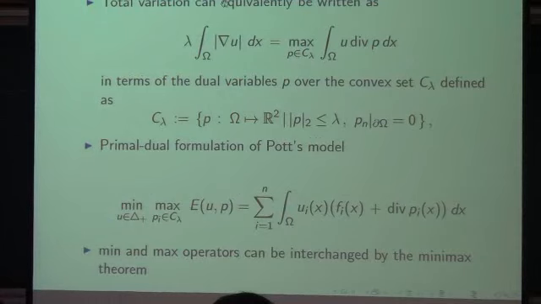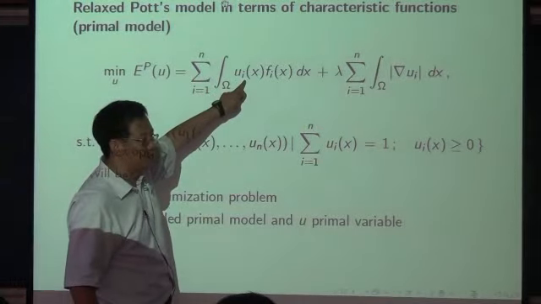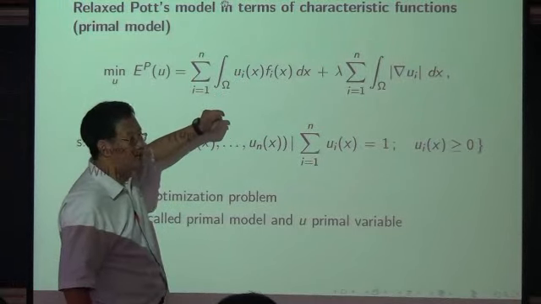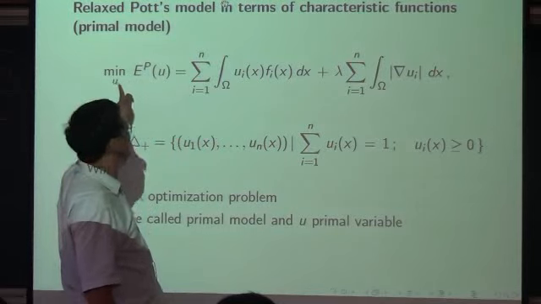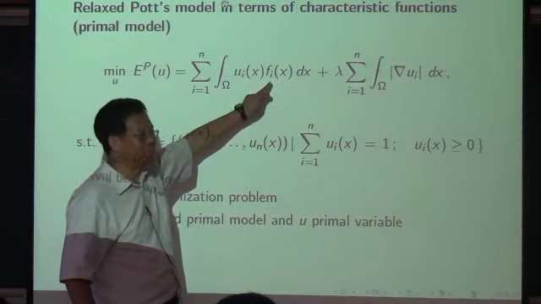May I ask a question? One question is, does Ui depend on Fi? Ui is a characteristic function. Fi is a given, the component of F. But it looks like Ui depends on Fi in this equation. Surely the minimizer will depend on Fi. Yeah, the minimizer definitely depends on Fi.